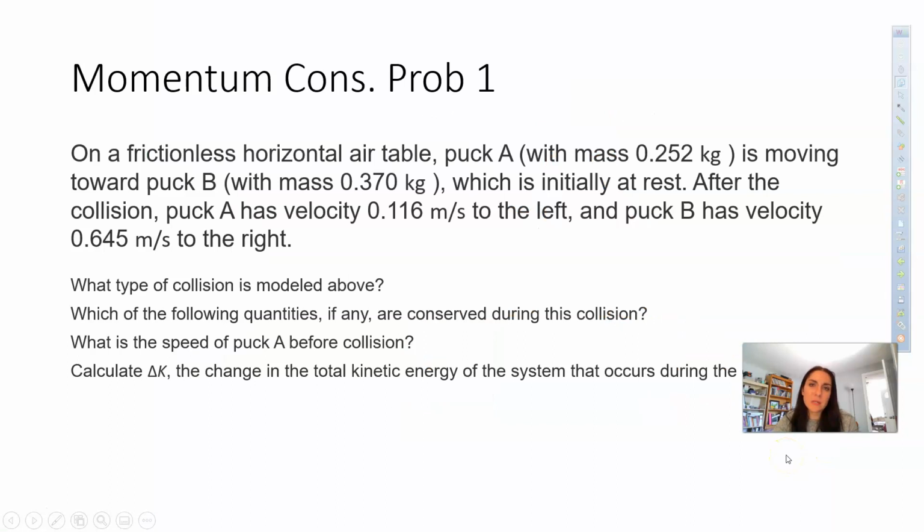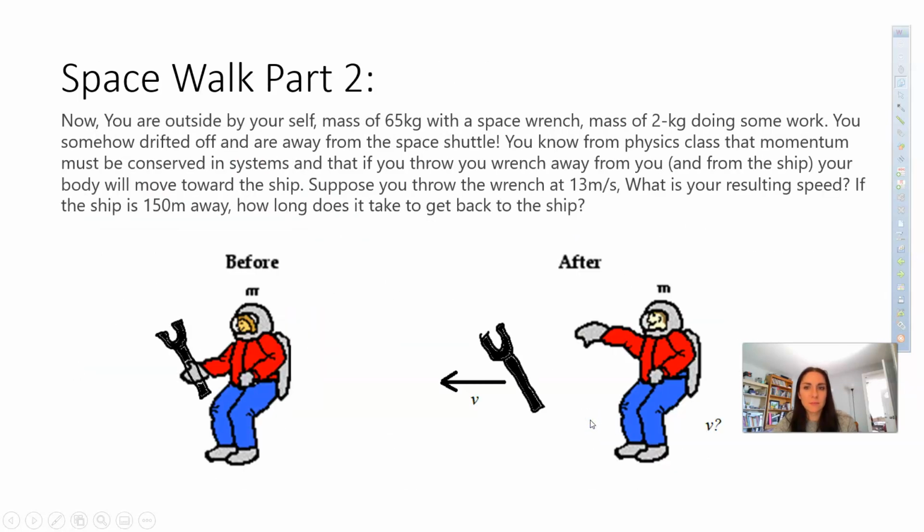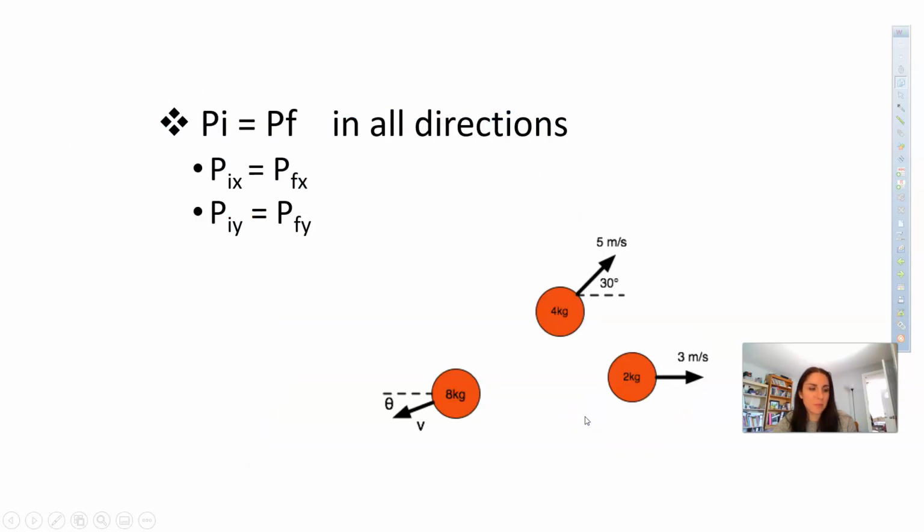And then what I'm going to do in the next recorded video is actually go through these as you might see them on your homework or on your, you'll definitely have one of these in your upcoming quiz, very much like it. And I'll ask the very same questions, you know, what type of collision, which quantities are conserved, i.e. is it momentum or energy, what was the speed of puck A before collision, calculate the change in energy during that collision. So I'll go through and do all of that for you. And then same thing here. And here, and here, and here. So lots of example problems.